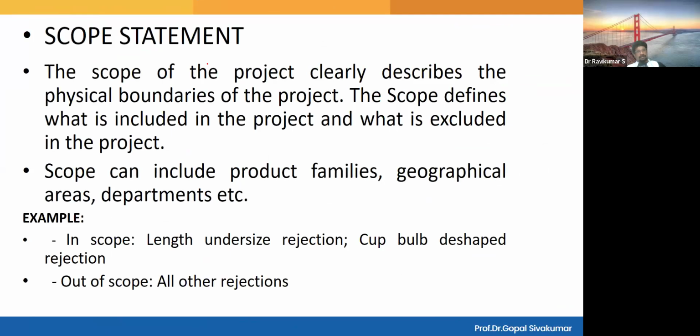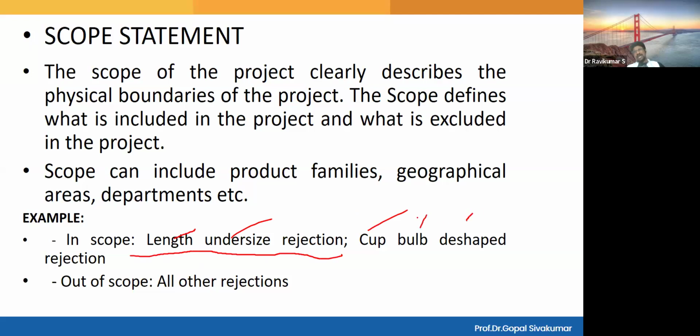Then comes the scope statement. The scope statement clearly describes the inclusiveness and exclusiveness of the project. So here there is a scope statement. You can see there was an example about the rejections which are happening in a particular component. The rejections of the component are happening because of many reasons, but the rejections which they consider are length undersize rejections and cup bulb D-shaped rejections.